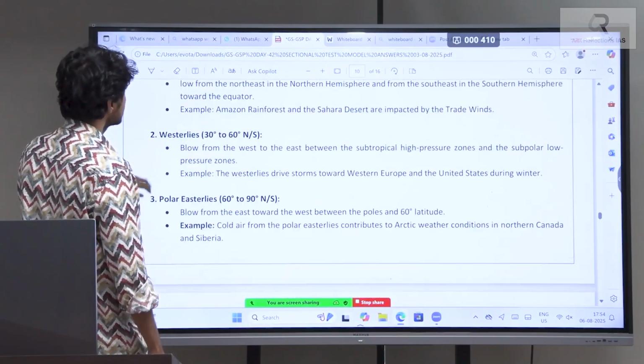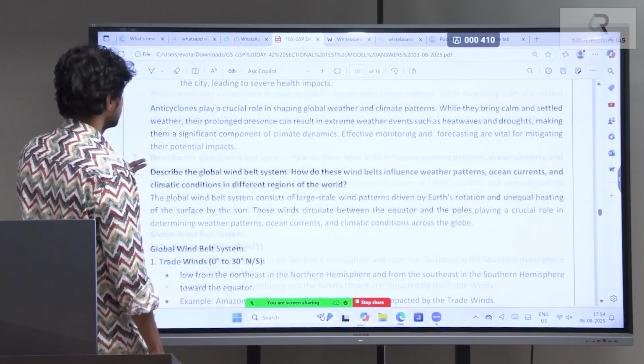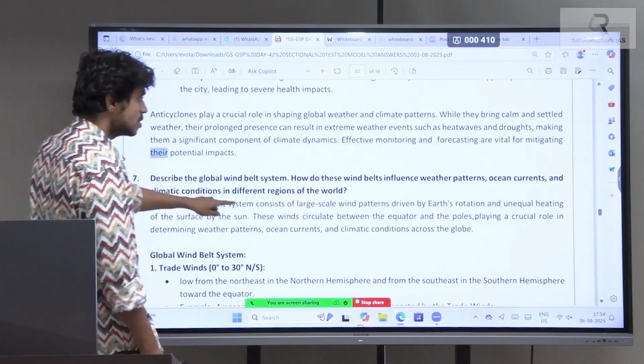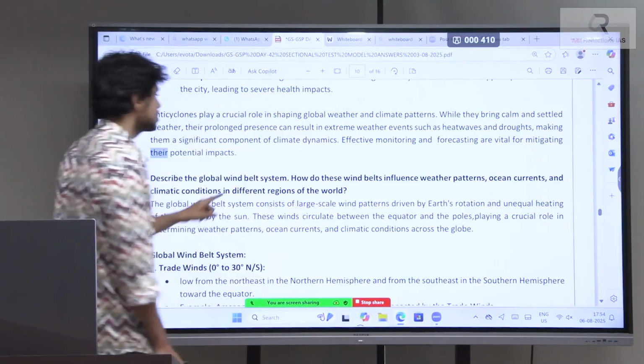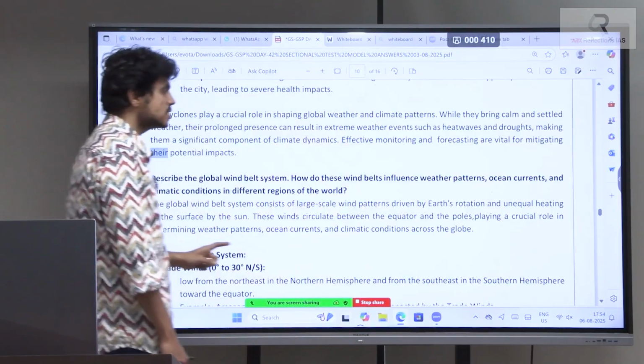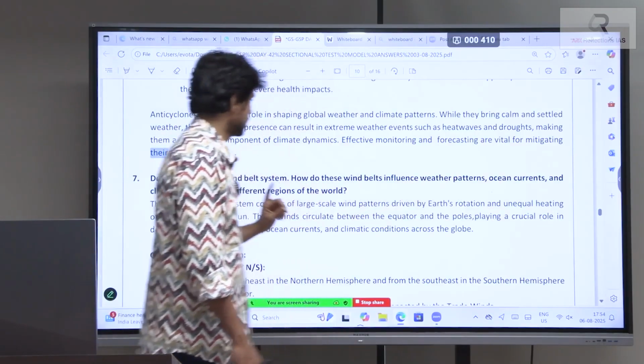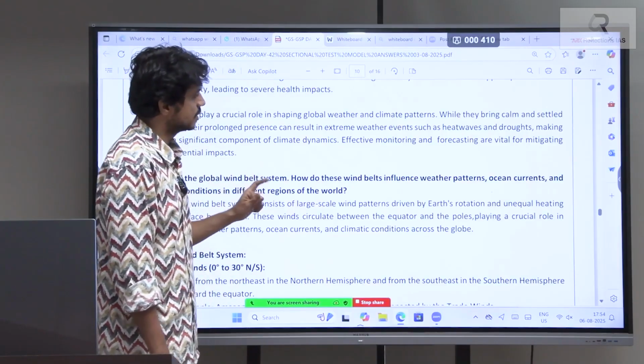Don't just look at the content, look at it from the explanation point of view. Describe the global wind system. How did this influence the weather patterns, ocean currents, climatic conditions in the different regions of the world? Weather patterns, here I will talk about what it is.